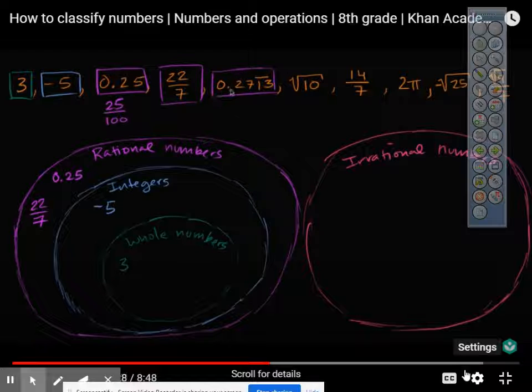Now this over here, 0.2713, where the 13 repeats. This is 0.27131313. That's what that line up there represents. Now, you might not realize it yet, but any number that repeats eventually, like this one, 0.27131313, can be represented as a fraction.